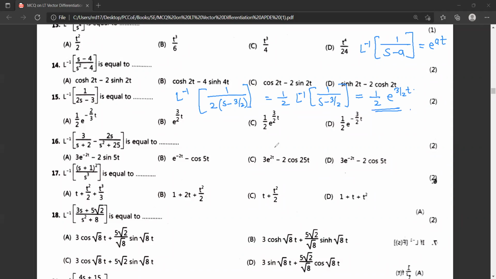So which answer is this? Option C. Got it? Clear to everyone? Yes, sir. Okay, so these are very easy questions. You just have to be careful about that. You just have to do a little bit of adjustment. That's it.